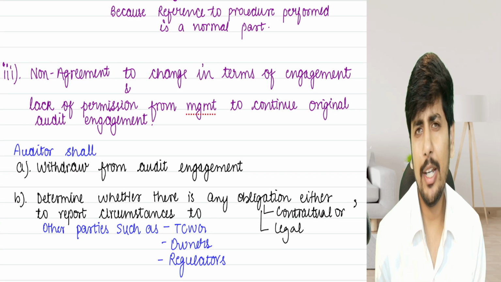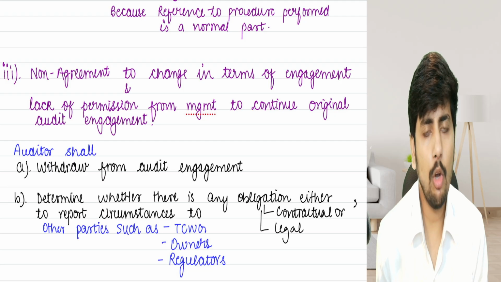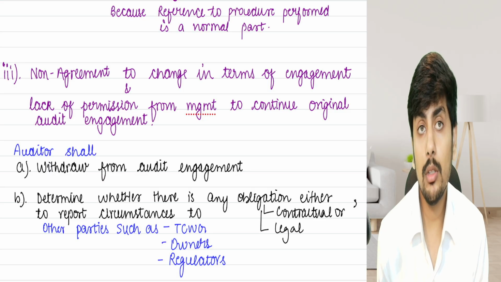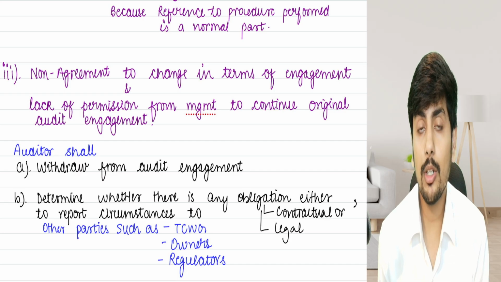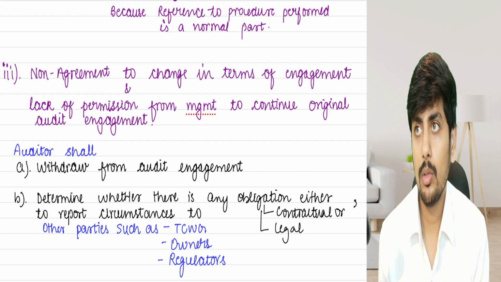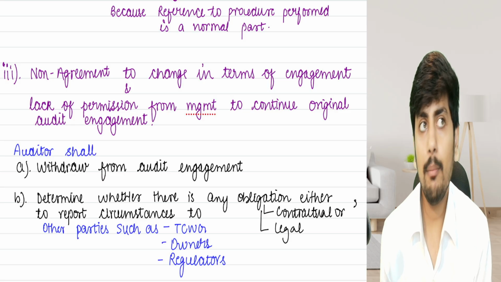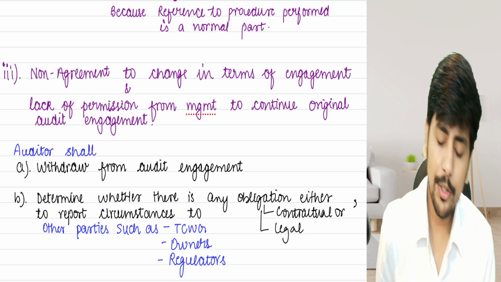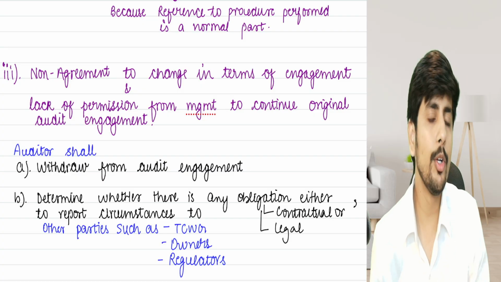The auditor is not willing to accept the new terms. Okay, fine enough. There may not be a reasonable justification, but management is forcing the auditor to work only on the new terms. They are not allowing the auditor to continue as per the original terms. What option does the auditor have now? He doesn't want to continue as per the new terms, and management is not allowing him to continue as per the old terms. So what option does the auditor have? The auditor will be withdrawing from the audit engagement. The auditor will say tata bye bye, I will not continue, I will withdraw from the audit engagement.